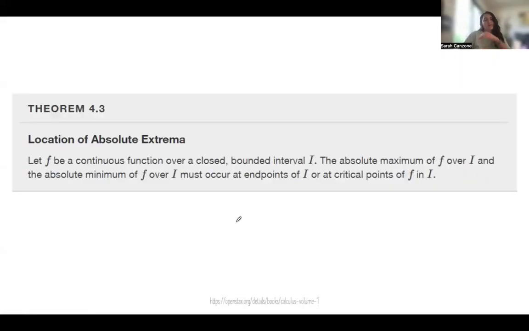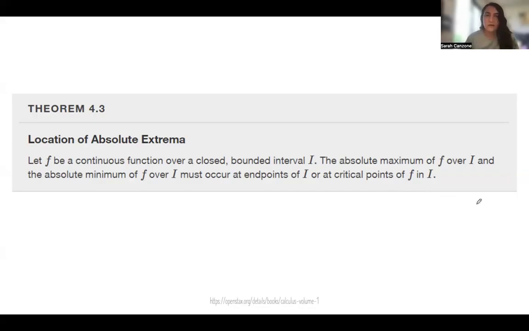All right. Here's another theorem. This is the location of absolute extrema. I'm not going to refer to this by name again. I'm also not going to highlight it because this is something that we should just write down the whole thing. Let f be a continuous function over a closed bounded interval I. So say maybe it goes from A to B. The absolute maximum of f over I and the absolute minimum of f over I must occur at the endpoints of I or at the critical points of f in I.